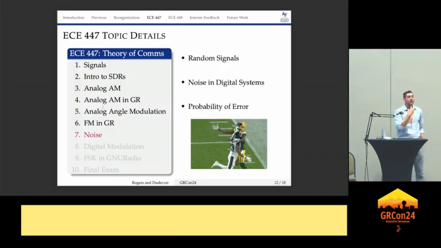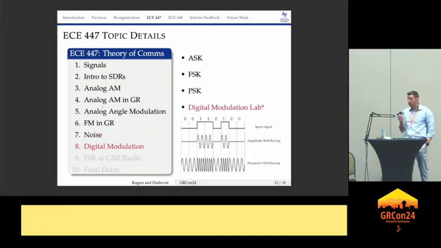All right, and we talk about probability of error, talk about bit rate errors and things like that. And then we move on to digital modulation, things like ASK, FSK, PSK, and they do a lab where they kind of measure the bit rate error from a pseudo-random sequence. And then they're going to take that and, yep, we're going to do it in GNU Radio, right?